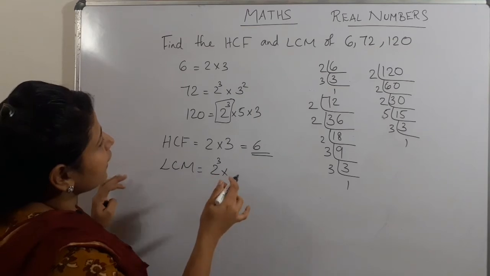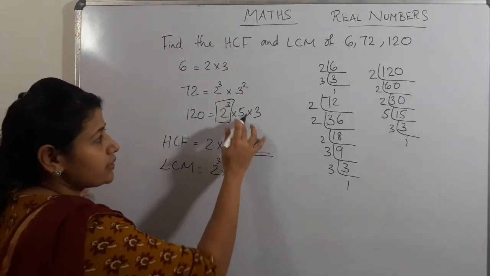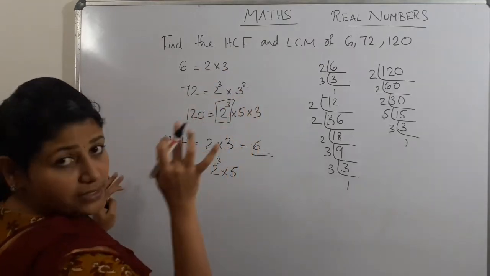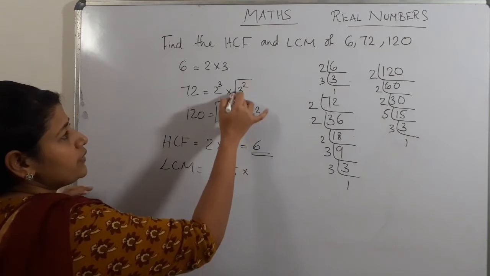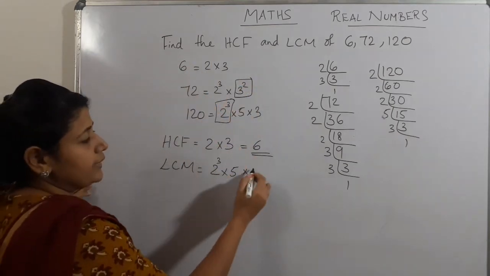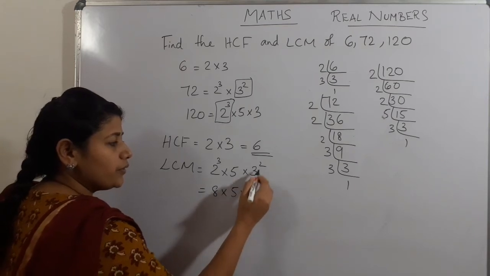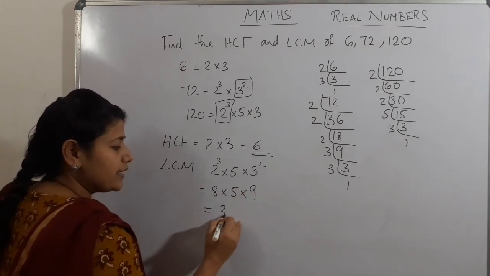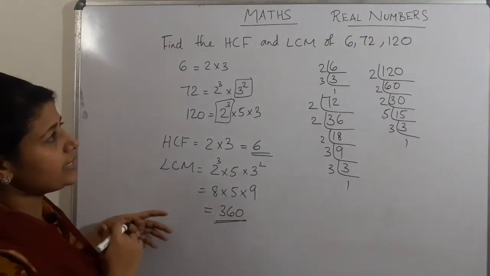And 5 is also there. So we can find 5 raised to 1 is there. This is the largest one. No other number contains the factor 5. And what about 3? In 72 only we can find the largest one. So we will take 3 raised to 2. So you will get 8 into 5 into 9. So you will get 360 as the LCM. Okay, 360 will be your LCM.